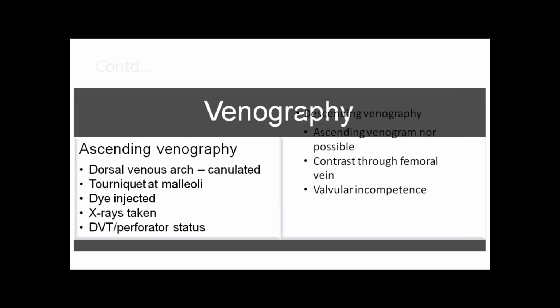Descending venography, whenever ascending venography is not possible, you can do the descending venography. So what is the descending venography? The femoral vein is cannulated and the contrast is injected through the femoral vein, and there we can see the valvular incompetence of the valve.